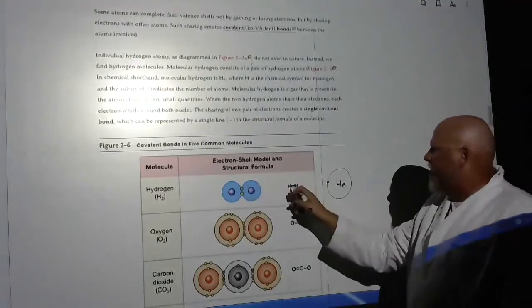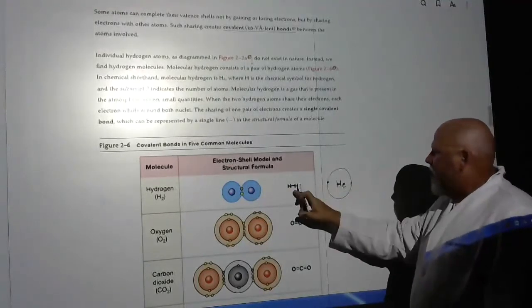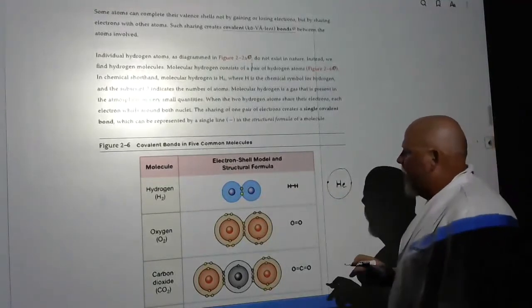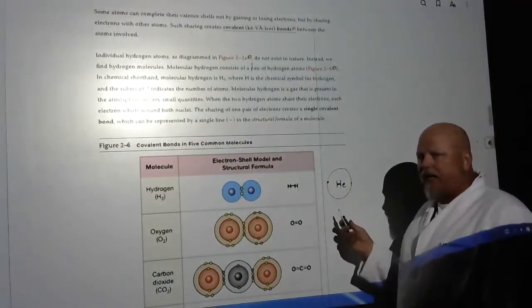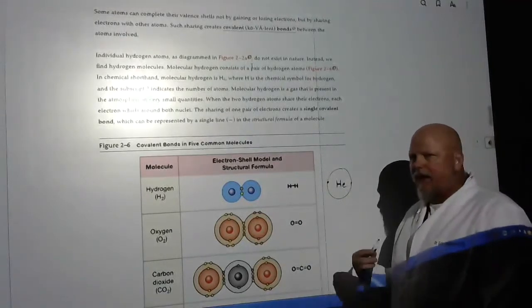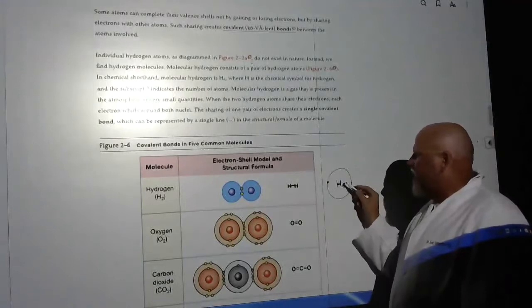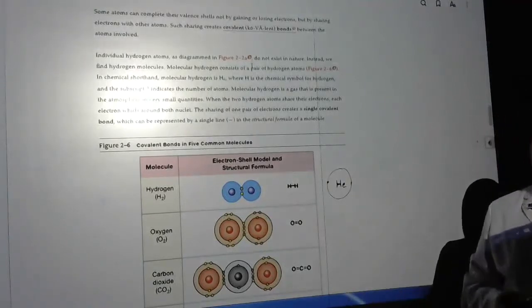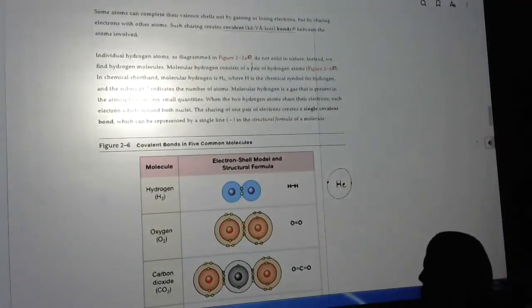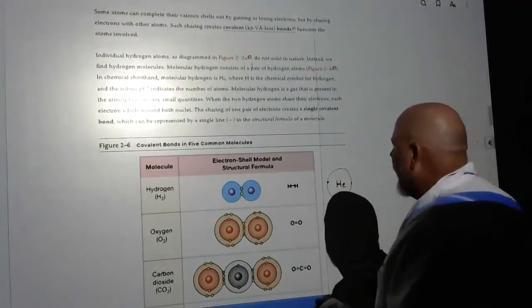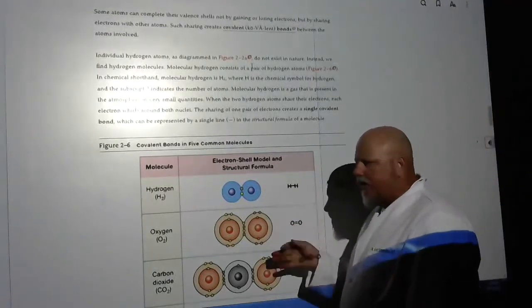So hydrogen wants to be like helium, so this hydrogen says, let me borrow that electron for a minute, and I'll be like helium. And then this one says, okay, well, it might come out. So then these guys are happy, they're satisfied. So H2 is like helium in its properties, it's still hydrogen.